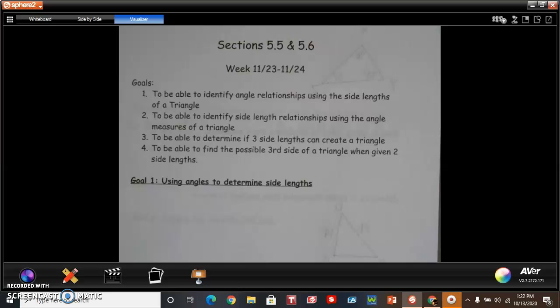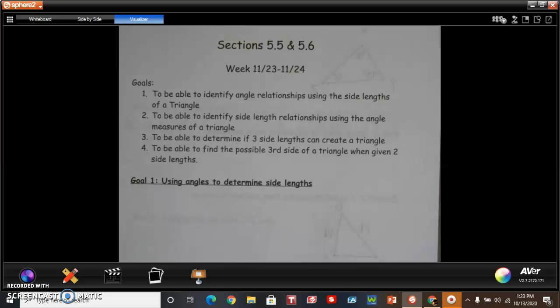So we have 4 goals. To be able to identify angle relationships using side lengths of a triangle, to be able to identify side length relationships using the angle measures of a triangle, to be able to determine if 3 sides can create a triangle, and to find the third possible side of a triangle when given 2 side lengths.